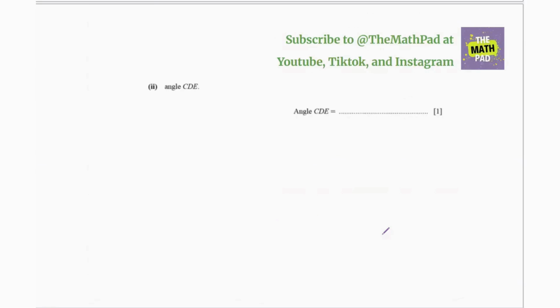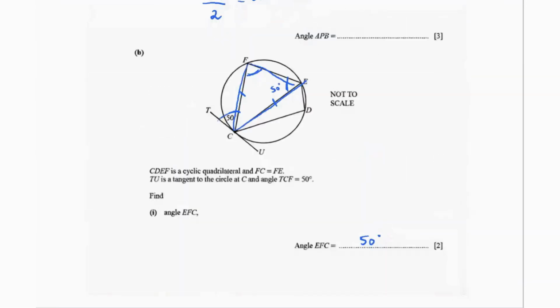Then angle CDE. So for CDE, this one, they said that CDEF is a quadrilateral and a cyclic one. Let's highlight that. So we know opposite angles add up to 180. This was 50. So CDE is going to be 180 minus 50, and that's 130. That's your answer. So far, it's the same thing repeated again and again. Nothing very odd yet.